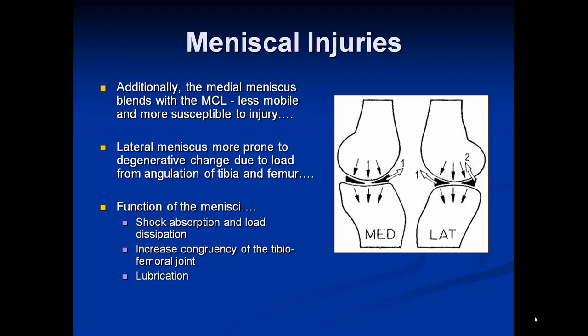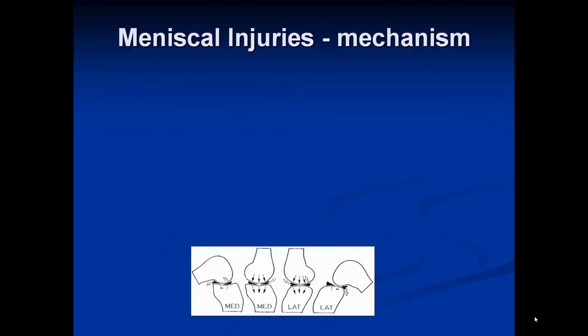The medial meniscus blends with the MCL, and so can become less mobile during movements of the knee, and on impact becomes more susceptible to injury. The lateral meniscus is more prone to degeneration due to the loading, as discussed in the osteoarthritic section. The function of the menisci generally is to shock absorb and help to dissipate loads of the knee and increase the congruency of the tibiofemoral joint itself, and they also aid with the distribution of lubrication throughout the joint.